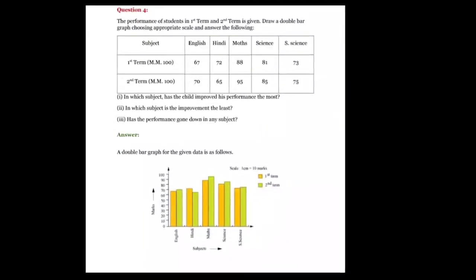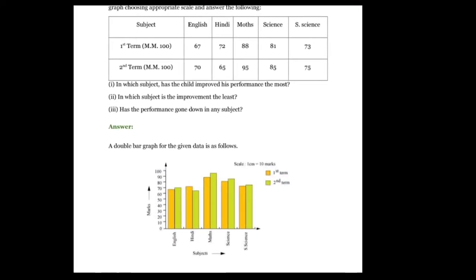Then we have to take on the y-axis 1 centimeter equals 10 marks. So on the y-axis one by one we have to take 10, 20, 30, 40, 50 and up to 100 marks. And on the x-axis let me take the subjects. There are different subjects given here.